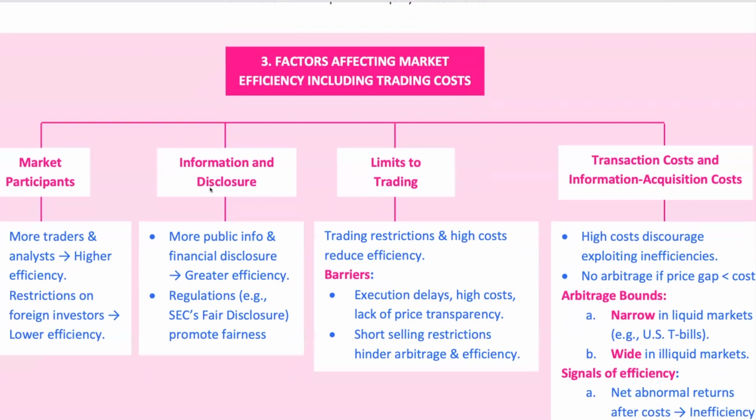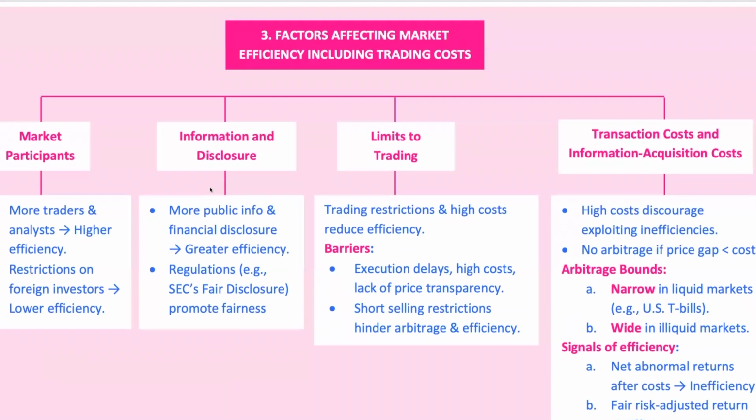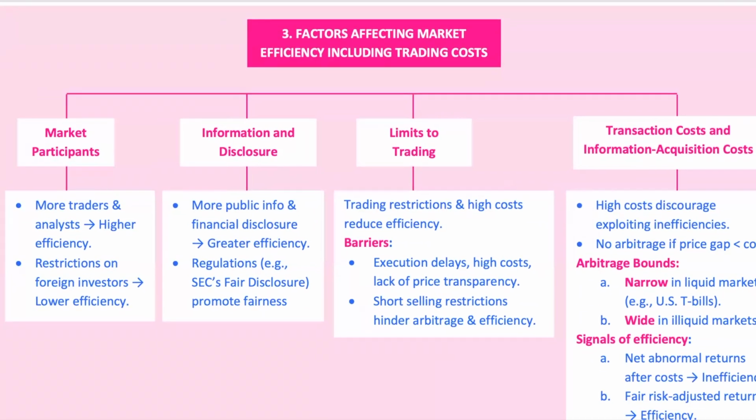All right, friends. So far, we've unpacked what market efficiency is, why it matters, and how it plays out in real life. Now let's roll up our sleeves and look at what actually makes a market efficient or inefficient. Because let's be real, market efficiency doesn't just happen by magic. It depends on what's going on inside the market, who's participating, what kind of information is flying around, and how easy or hard it is to actually trade. Let's break it down.